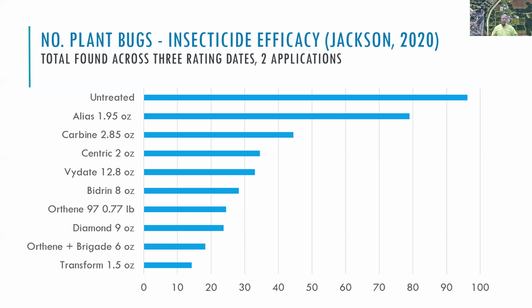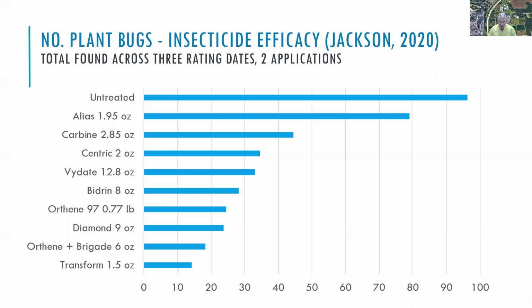Now, if you look at the real results of this test this year, it's very much like what I've seen in my tests in past years, as well as what we've seen in other tests across the Mid-South. Namely, that the top 3 insecticides that we typically see in terms of reducing tarnished plant bug numbers are Diamond, Orthene, and Transform. Now, in this case, we also had Orthene at that 3/4 pound rate plus Brigade in this test, and it did essentially the same as Orthene, or maybe a little bit better.